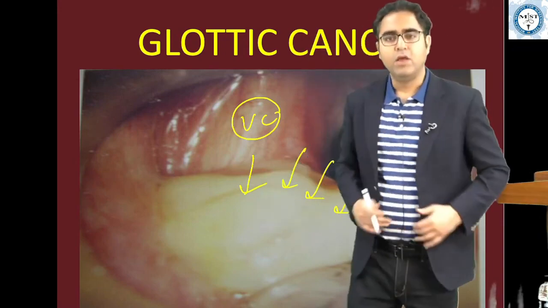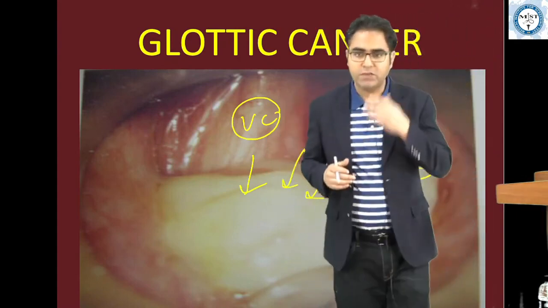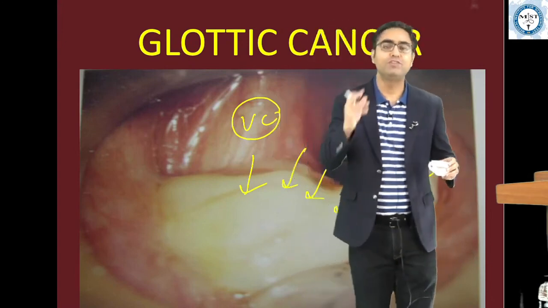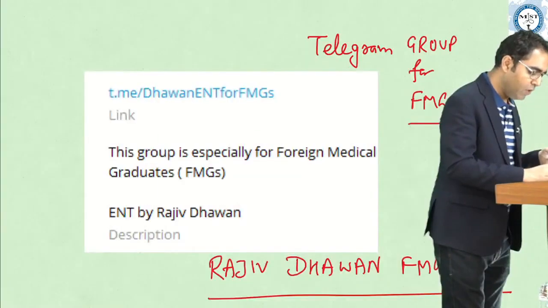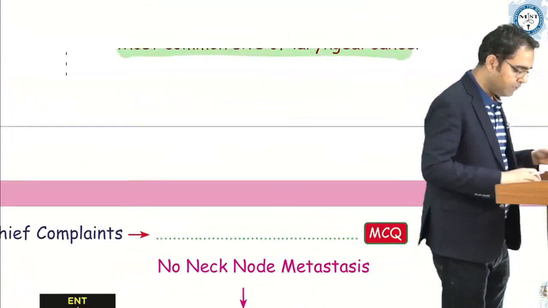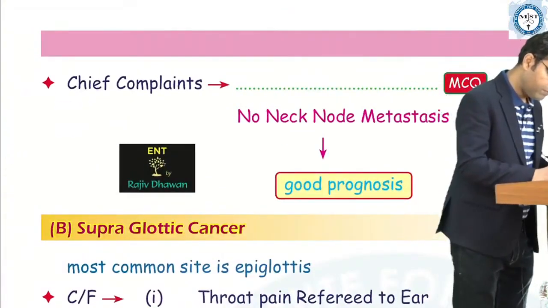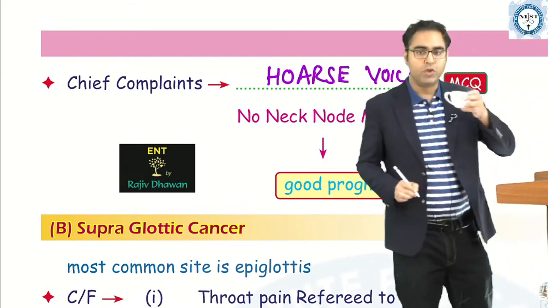Now, can you tell me what will be the chief complaint of this patient, beta? All of you try this. Chief complaint of this patient will be what? Hoarse voice. Very good. Vocal cord problem is a voice problem, beta. Chief complaint is hoarse voice. MCQ, beta.